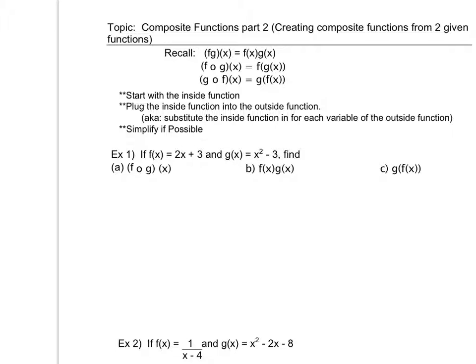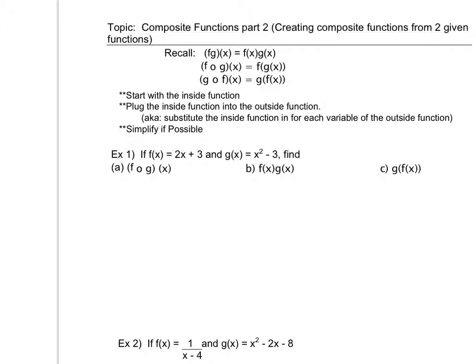When we do these, the big thing we want to do is start with the inside function, just like before. But now, instead of plugging a value into the inside function and then plugging the result into the outside function, I'm not going to get a result or a value. So I'm going to take the inside function and put it into the outside function. And then I'll always simplify if possible, or state domain restrictions if necessary.